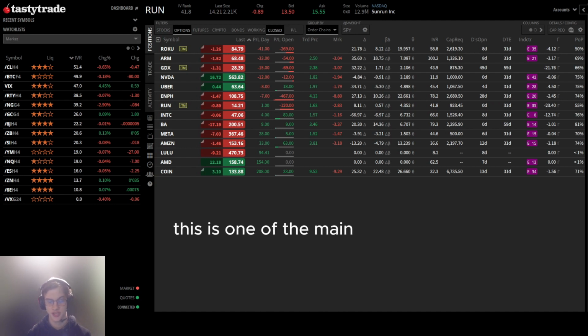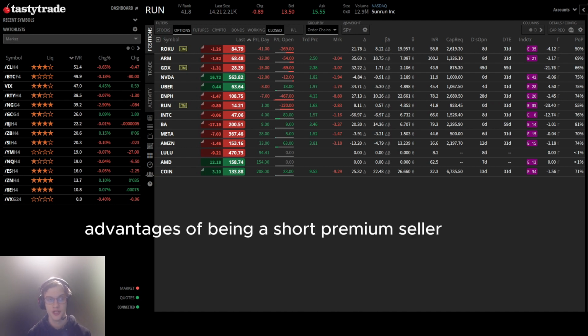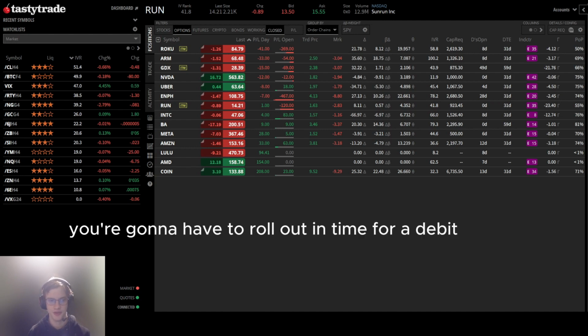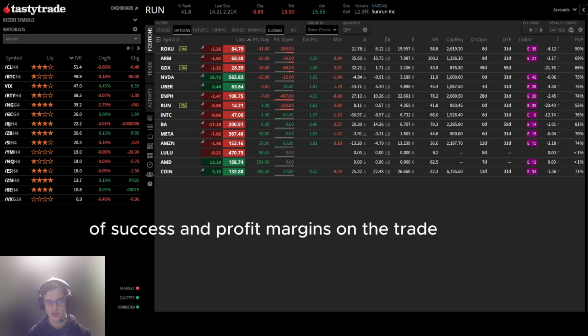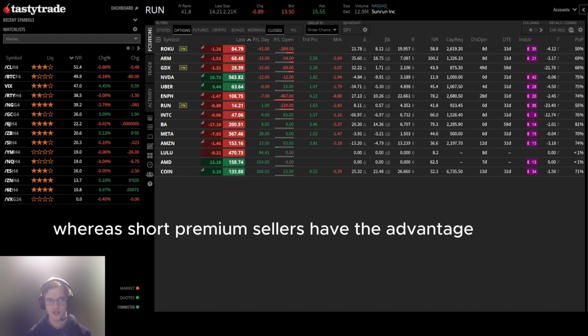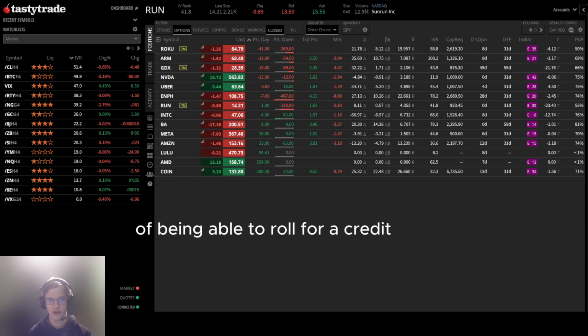This is one of the main advantages of being a short premium seller, because if you paid for an option, most likely you're going to have to roll out in time for a debit, reducing your probability of success and profit margins on the trade, whereas short premium sellers have the advantage of being able to roll for a credit.